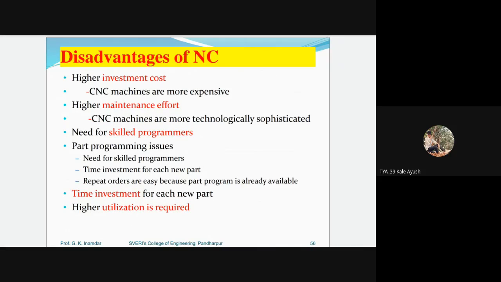This is the point: higher utilization is required. Definitely higher utilization of electricity, whatever the maintenance, whatever the cost. All this utilization is also required at maximum.